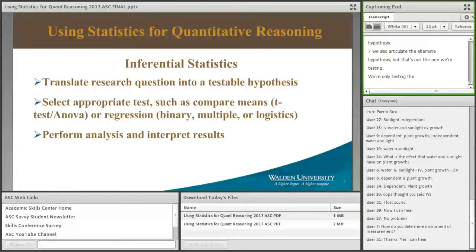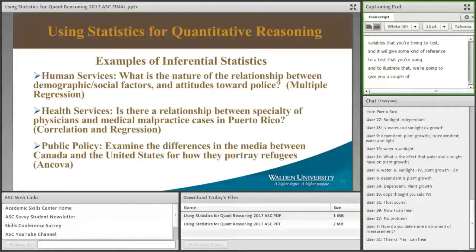A null hypothesis is articulated in a specific way. It's usually articulated negatively, like it might include the word no or not. It would definitely include the variables that you're trying to test, and it will give some kind of reference to a test that you're using. To illustrate that, we're going to give you a couple of examples. And like I promised you before, these are straight pulled out of our dissertations, so it gives you a sense of how students might apply these tests in the actual work that they're doing.